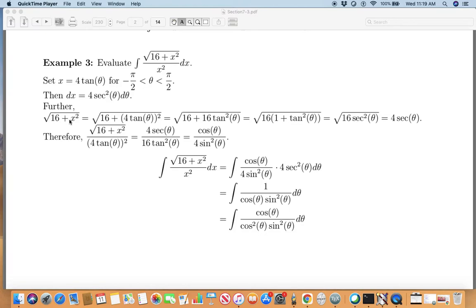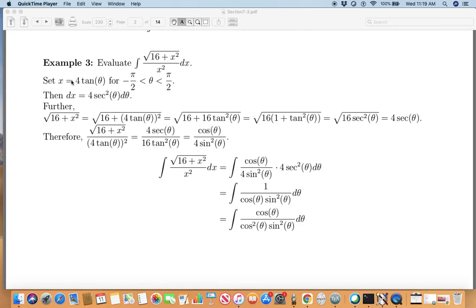Therefore, the square root of 16 plus x squared is the square root of 16 plus (4 tan theta) squared, which is the square root of 16 plus 16 tan squared theta. Get 16 common, you have 1 plus tan squared theta. 1 plus tan squared theta is nothing but secant squared theta. So the square root of 16 secant squared is 4 secant theta. That's what the numerator is.